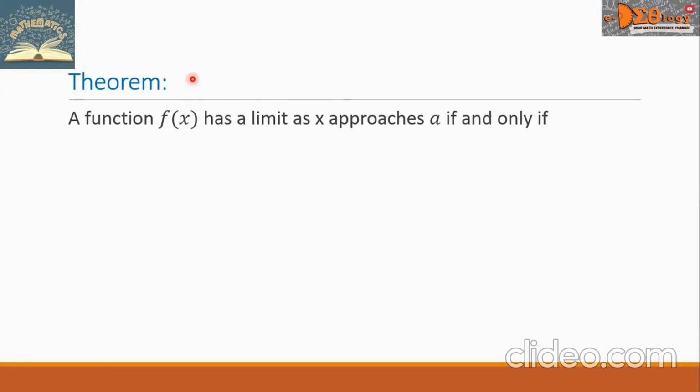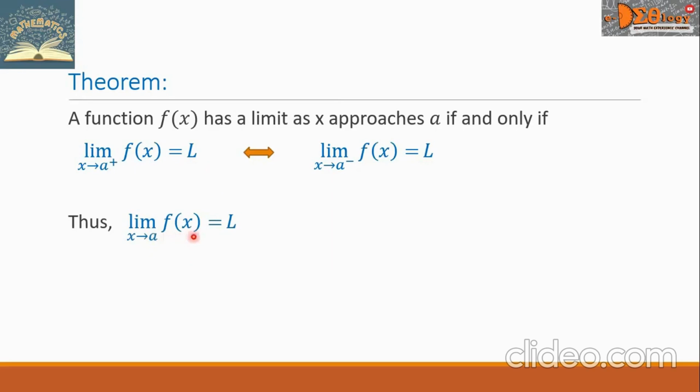Now let us consider this theorem. A function f of x has a limit as x approaches a if and only if the limit of f of x as x approaches a from the right side exists, and the value is L. Also, the limit of f of x as x approaches a from the left exists, and the value is also L. In other words, the right-hand limit must be equal to the left-hand limit, and the common value is L. In that case, we can say that the limit of the function f of x as x approaches a, this is now the two-sided limit, is also that same value, which is L.